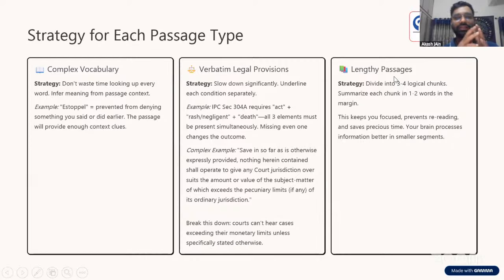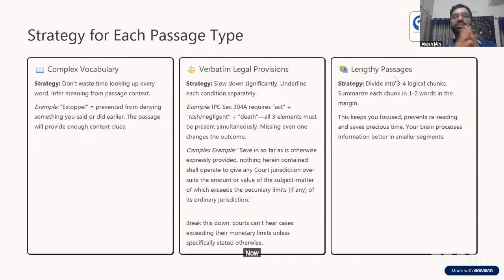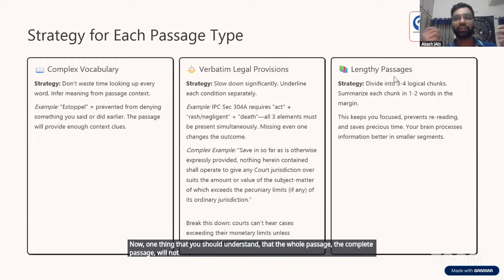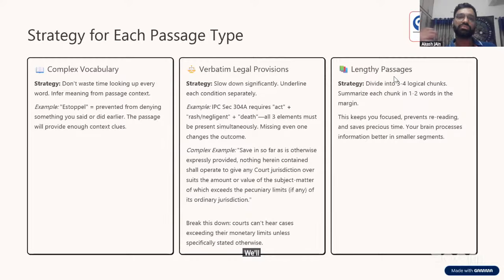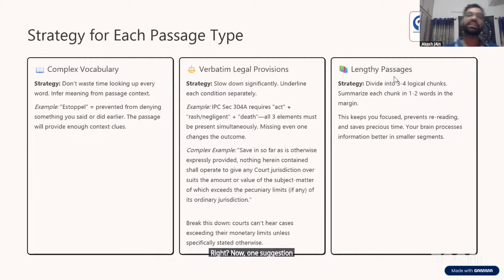All right, now let's try to decode the specific tricks and tips that you need to keep in mind while you're dealing with passages with complex legal vocabulary. Now, one thing you should understand is that the complete passage will not have the complex vocabulary. Maybe one part of the passage will have words which you may not know the meaning of, or which you may find difficult to understand. Now, one suggestion is, rather than stressing out too much on that particular word, try to understand the overall theme of the passage.